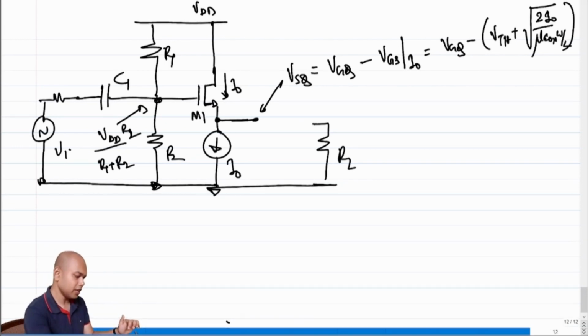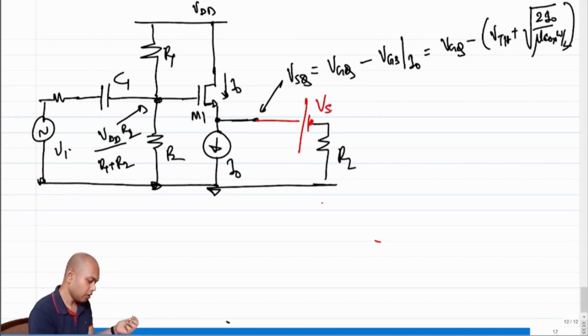Correct? Everything on the right hand side is known, so we know VSQ. So if we don't want the resistance RL to load the quiescent current of the transistor, what do we need to do? We need to ensure that the voltage at this node of RL is also VSQ. How can I do that? I can put a battery of value VSQ.